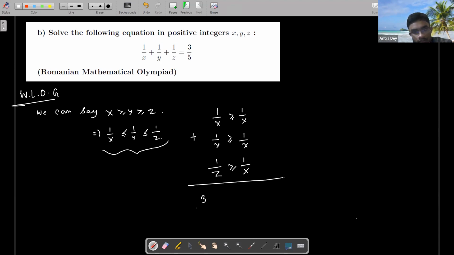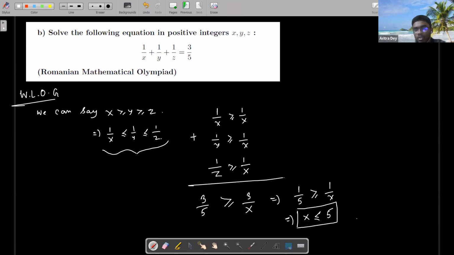If we add this, it is 3 by 5, and that is greater than or equal to 3 by x. That means 1 by 5 is greater than 1 by x, and oh, okay, yes, that implies that x is lesser than or equal to 5. My bad, I am taking the reciprocal of the inequality. So this is a good bound.